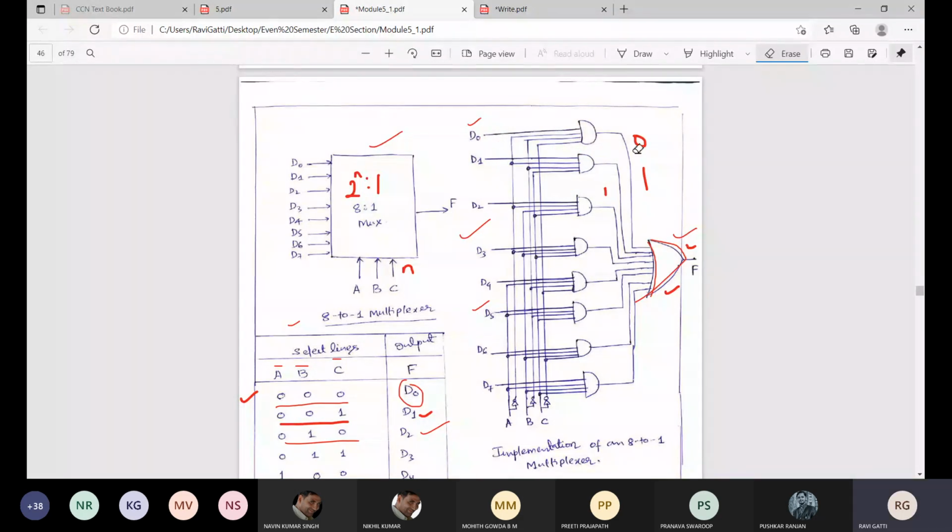If you just write A bar, B bar, C bar for the first AND gate, you will not get the required output. If you do not include D naught, you will get only A bar, B bar, C bar, and the output is always 1. You are not supposed to get output equal to 1. You need to select the value of D naught, so you need to get the output as D naught. So in general, I give one pin as D naught, which can take either 0 or 1. If it is 0 the output will be 0, and if it is 1 the output will be 1.